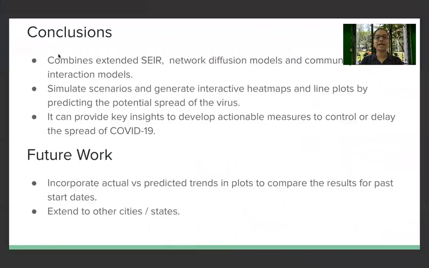So with that, I'll conclude. We observed that the simulator combines 3 aspects, basically the extended SEIR model, and then we bring in network diffusion models and community interaction models. The simulator can simulate a variety of scenarios like deferred workplace interactions, closing of schools, different levels of public transport, mobility levels, and so on. And it can also generate interactive heat maps and line plots by predicting the potential spread of the virus. It can provide key insights to develop actionable measures to control or delay the spread of the disease.